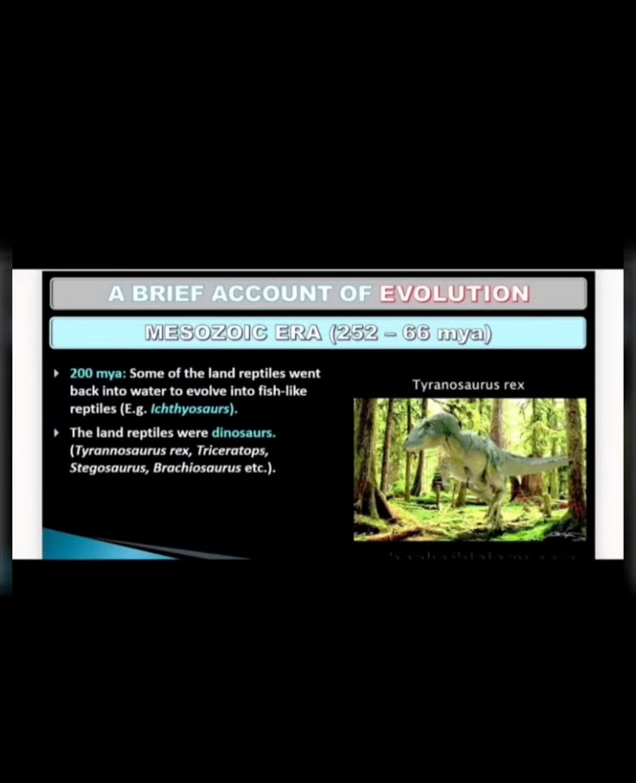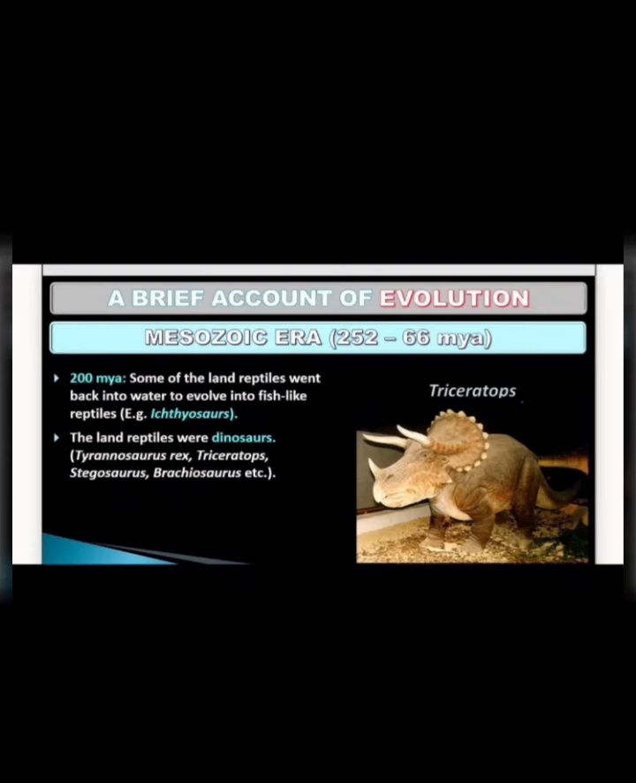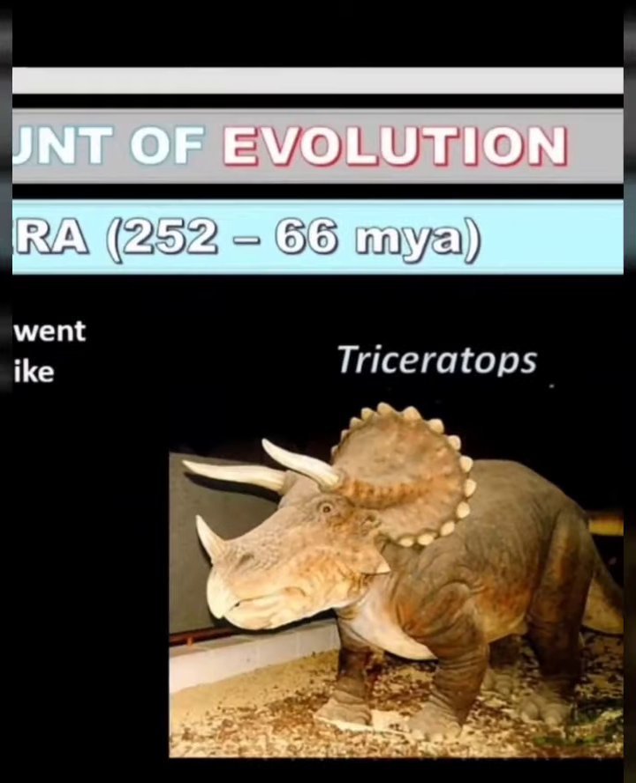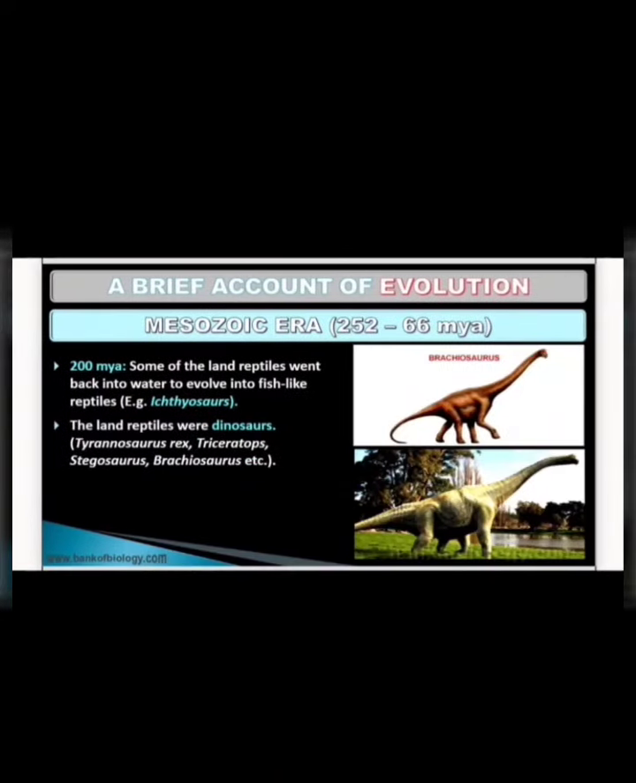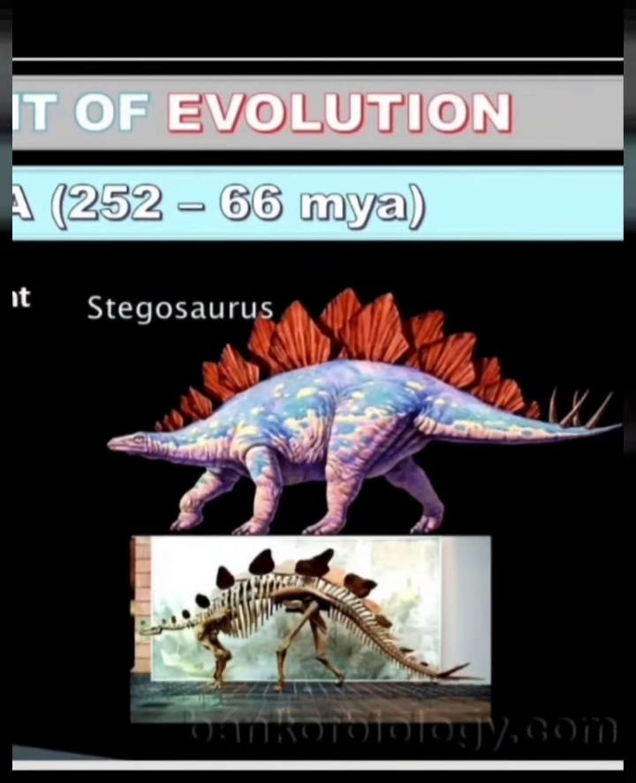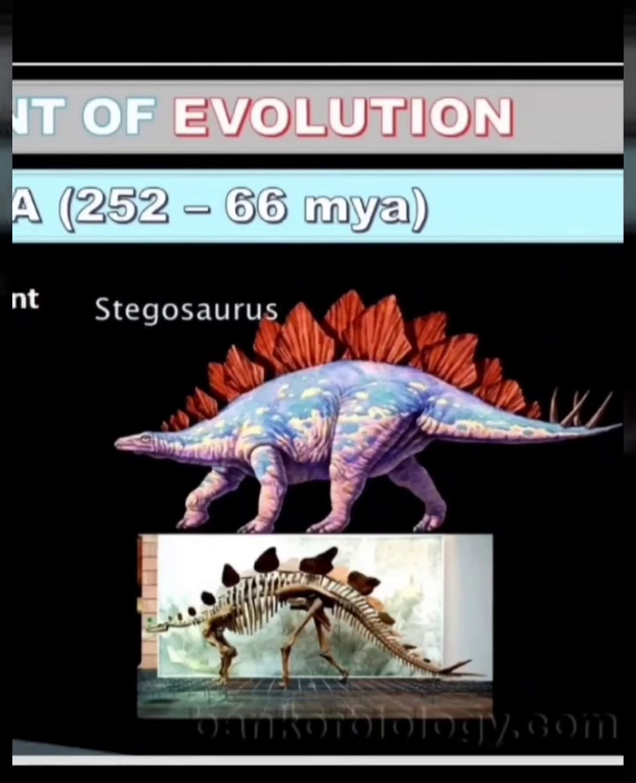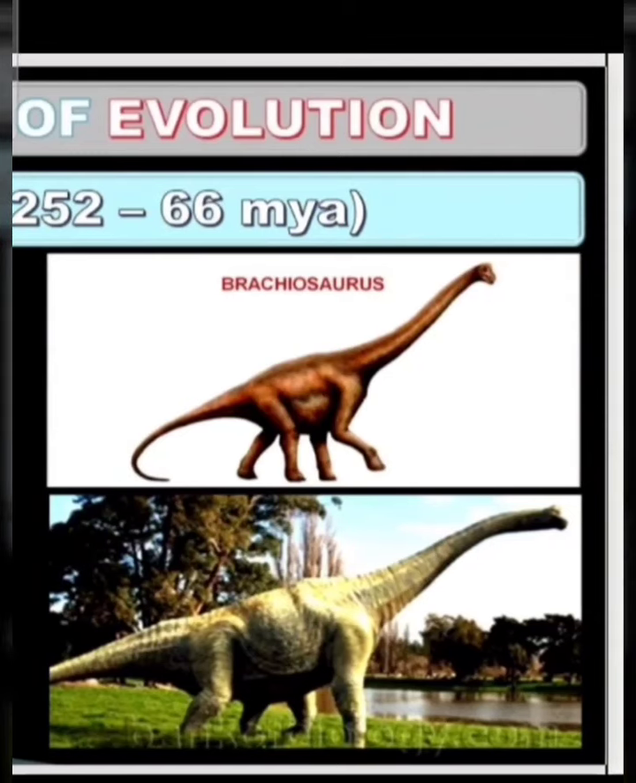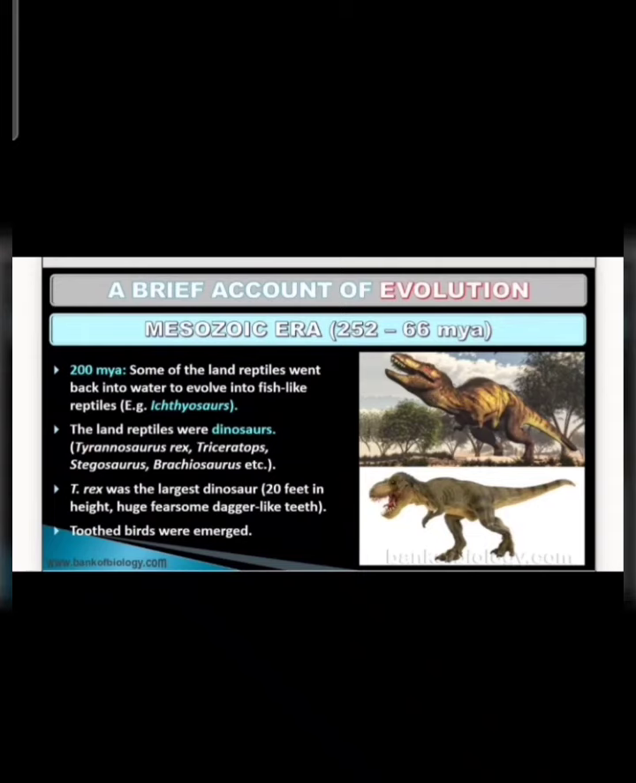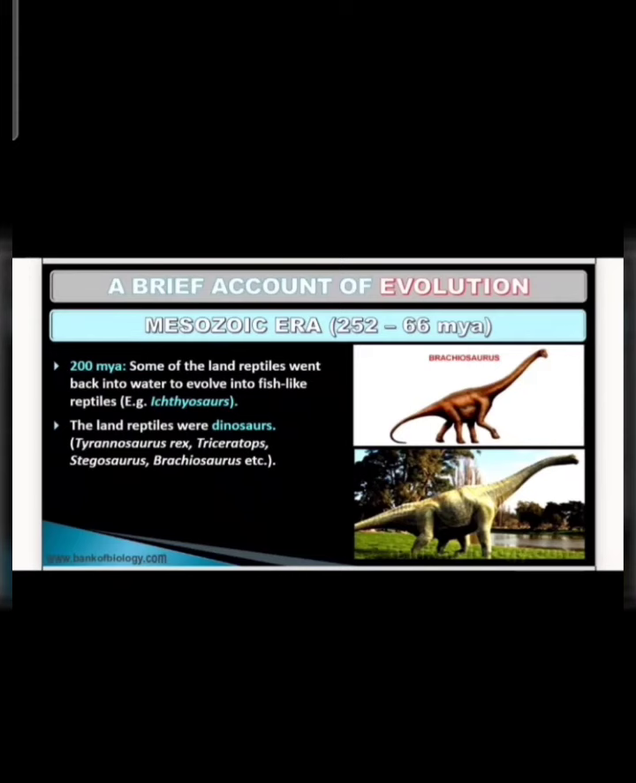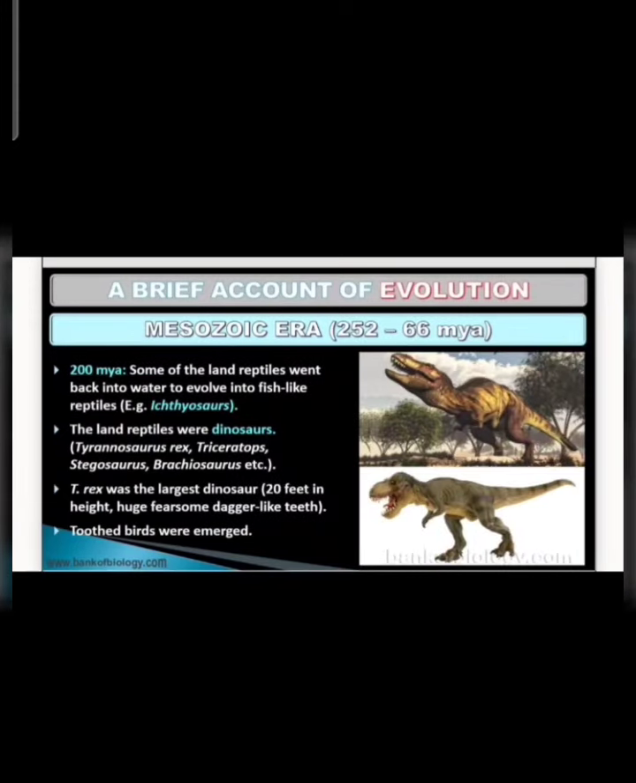Next, the land reptiles, which are like dinosaurs, such as tyrannosaurs. All of them started appearing in the Mesozoic era. As you can see in the pictures, triceratops. You might have seen examples in some animated videos or movies. Here, brachiosaurs. These animals started appearing. Tyrannosaurus rex was the largest dinosaur, found to be 20 feet in height, with huge fearsome dagger-like teeth. Toothed birds started emerging.